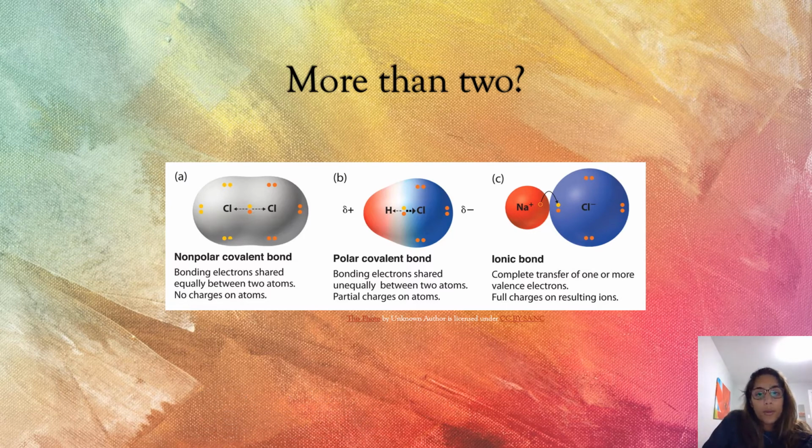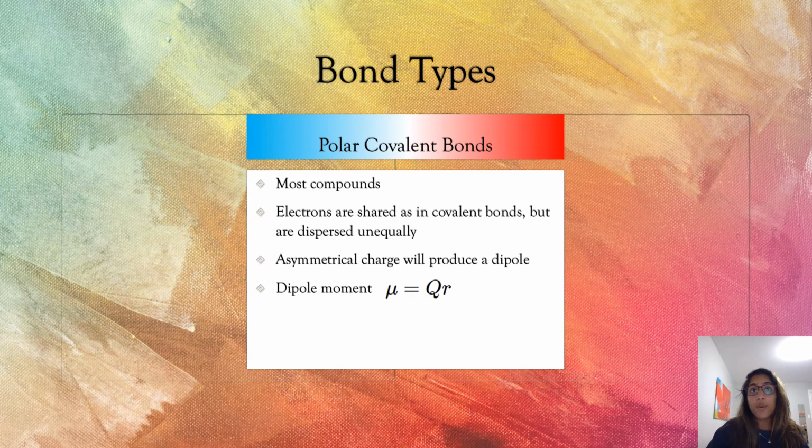So there we go. These are the nonpolar covalent, polar covalent, and ionic bonds. Most compounds have polar covalent bonds where the electrons are shared unequally between the bonded atoms. The atom that is more electronegative will hold onto its electrons more tightly and therefore pull neighboring electrons closer as well. This asymmetrical charge distribution will lead to a dipole moment, which is defined as the product of the partial charge and the radius. The dipole will often increase as electronegativity increases.